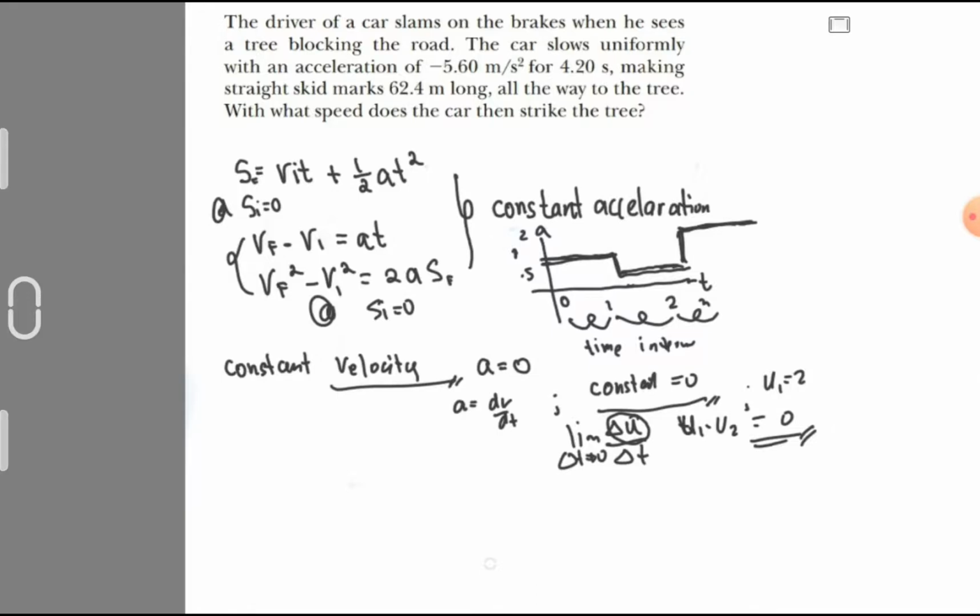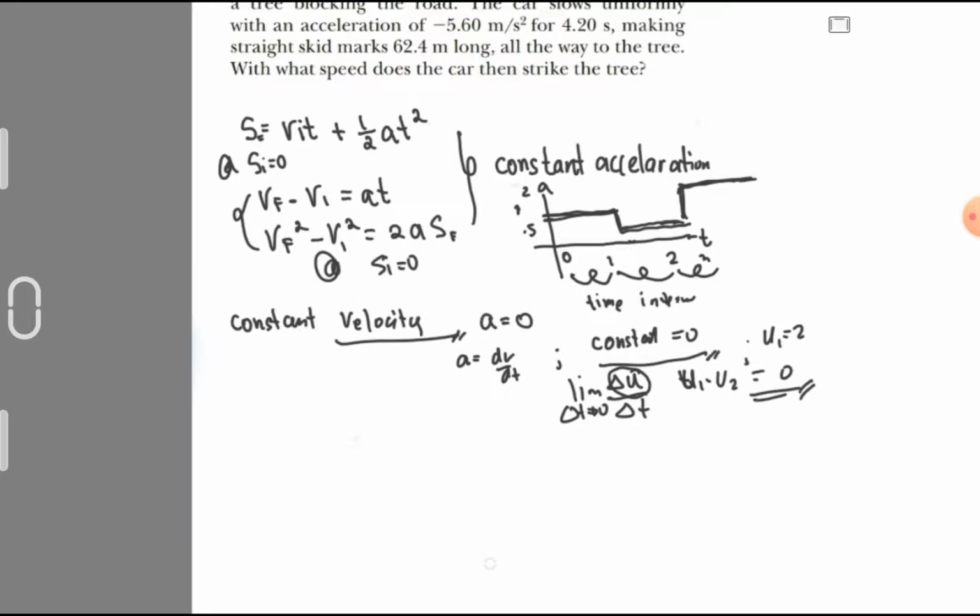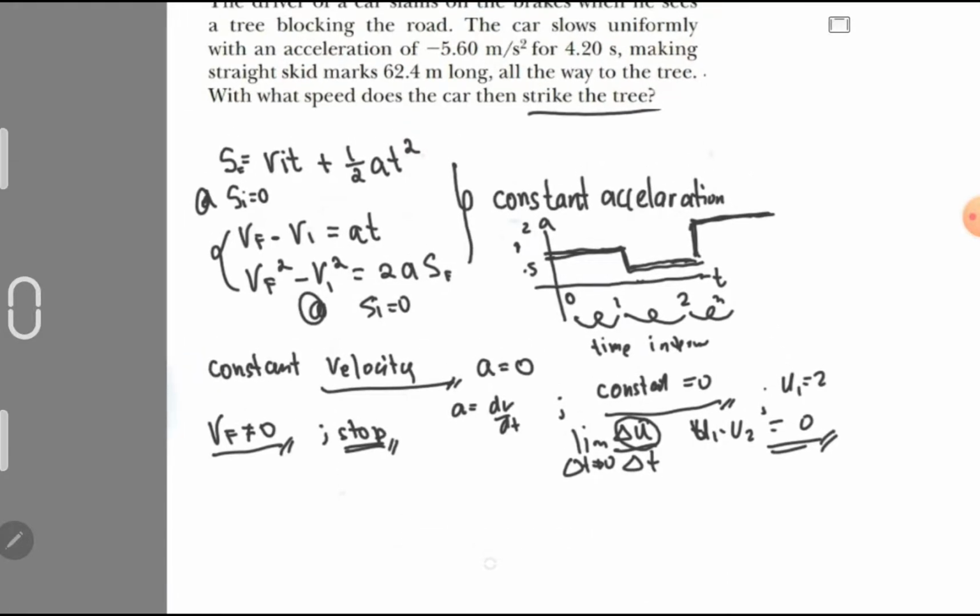Okay, next, first assumption, VF is not equal to 0. Bakit? Always take note na pag sinabing VF is equal to 0, dapat merong word na stop. If nag-stop siya, therefore, VF is equal to 0. In this case, wala siyang sinabing mag-i-stop yung car. Tuloy-tuloy lang yung car until mabunggo niya yung tree, pero hindi siya mag-stop agad. Ang tanong is, ano yung final speed niya bago niya mabunggo ang tree?